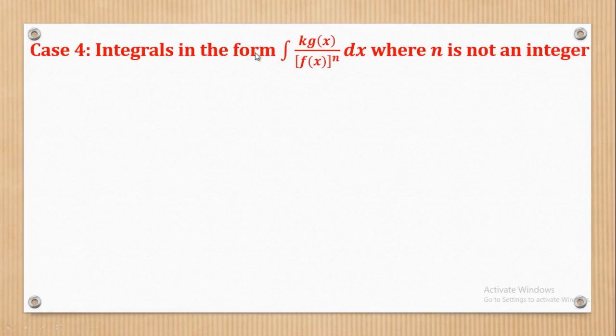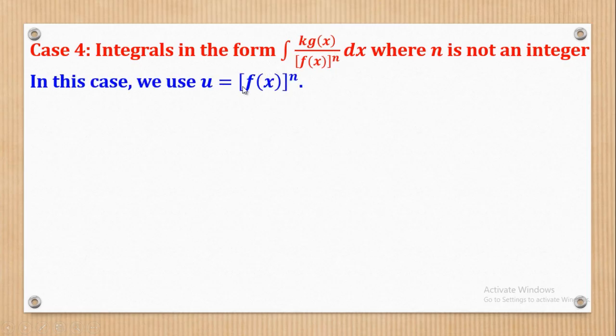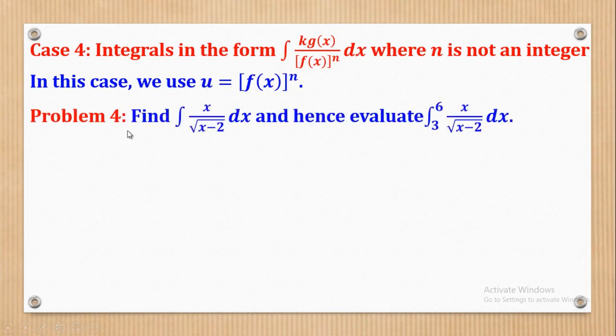So now we shall go to case 4 for quotients, but this time the power is not an integer. So you remember, when the power is not an integer, the whole function with this power is let to be equal to u. So we shall use that to go through problem 4. Problem 4 says find the integral of x over the square root of (x minus 2) with respect to x, and hence evaluate the integral from 3 to 6 of x divided by root of (x minus 2) with respect to x.